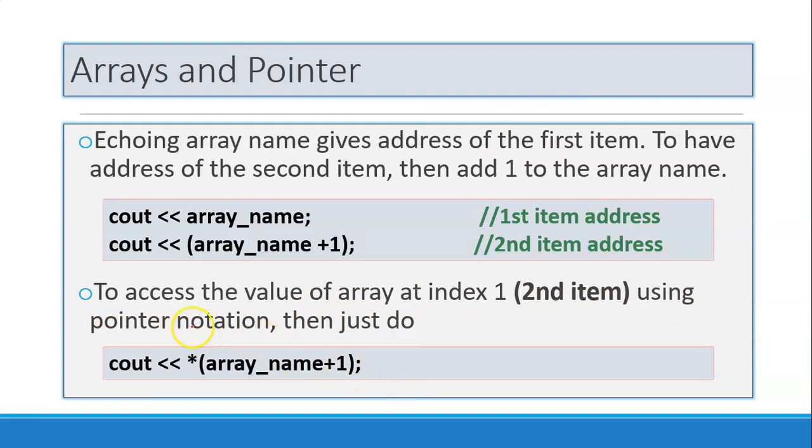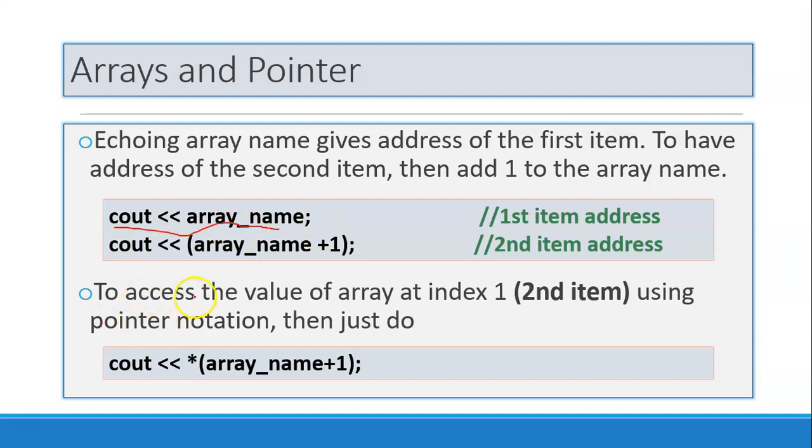Here's an example. If we have an array and we have a statement that just displays the name of the array without necessarily including the index, that will display the address of array element number 1. And if you put +1, it's going to give the address of array element number 2. If you put +2, it is going to give you the address of array element number 3. So it goes like that.